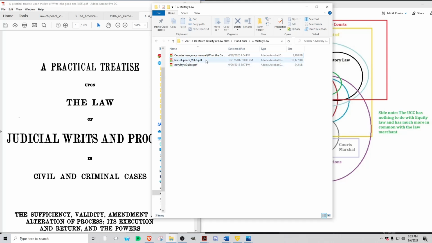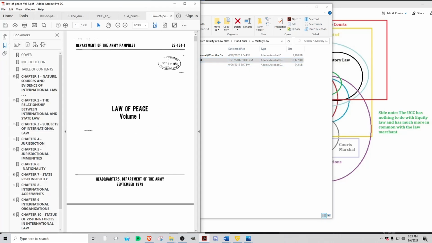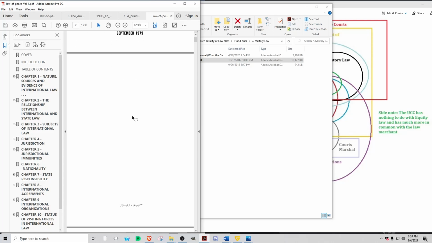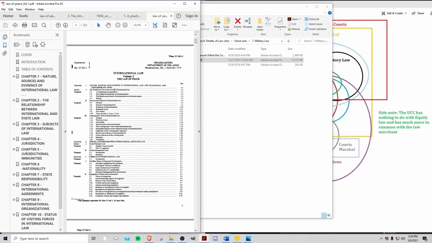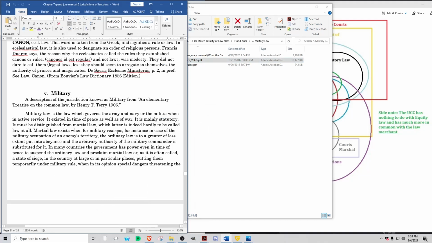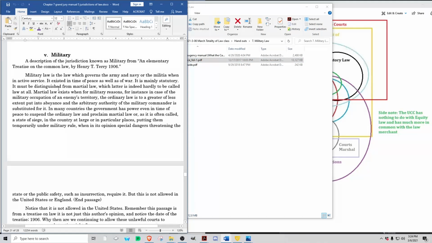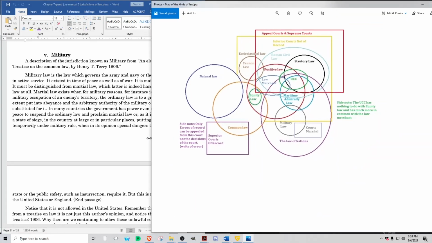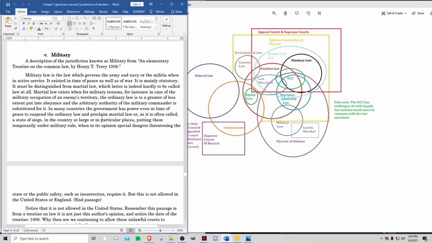Then I have a few other things in here. Law of peace, which is actually a part of military law regarding what the military is supposed to do regarding, say, the wartime's over. And again, I'm not going to get into this, but it was just an example that I wanted to give regarding what military law is. Okay. So military law is the law which governs the Army and Navy and the militia when in active service. And it existed in time of peace as well as of war. It is mainly statutory, which I just gave an example of.